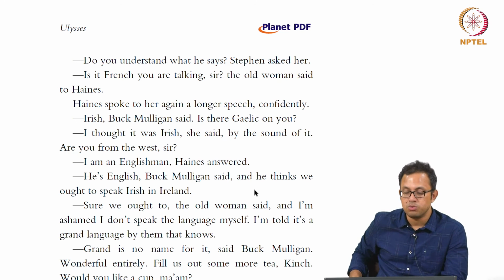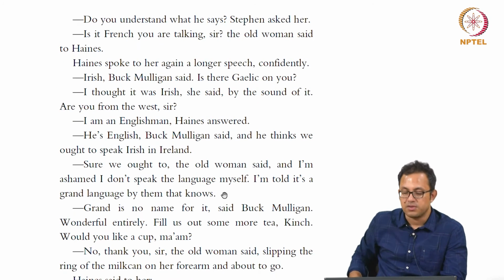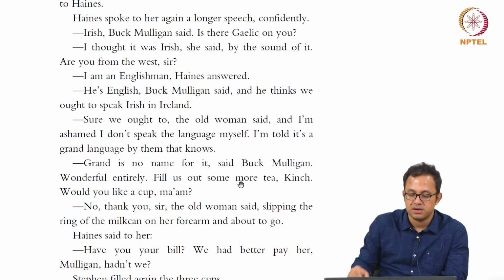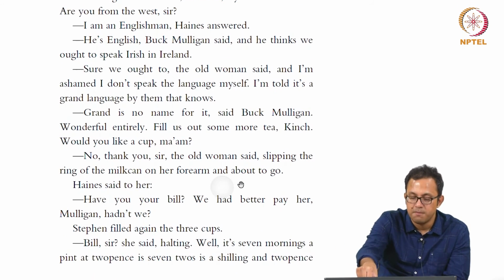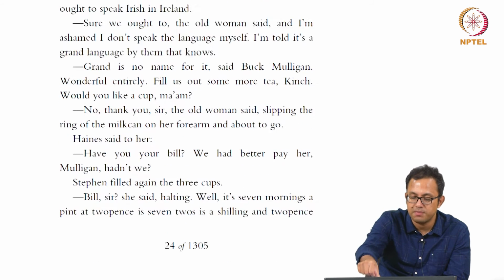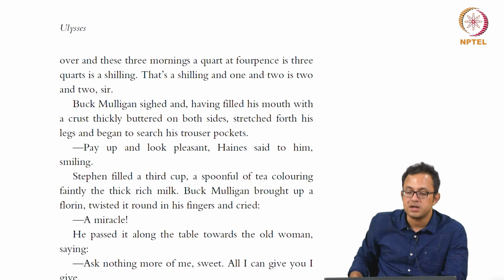Sure, we ought to, the old woman said, and I'm ashamed I don't speak the language myself. I'm told it's a grand language by them that knows. Grand is no name for it, said Buck Milligan, wonderful entirely. Fill us some more tea, Kinch. We'd like a cup, ma'am. No, thank you, sir, the old woman said, slipping the ring of the milk can on the forearm and about to go. Haynes said to her, have you your bill? We'd better pay her, Milligan, hadn't we? Stephen filled her three cups. Bill, sir, she said, halting. Well, it's seven mornings, a pint at twopence, and seven twos, a shilling and twopence over, and three mornings, a quart and fourpence is three quarts and is a shilling. That's a shilling and one or two is two and two, sir.